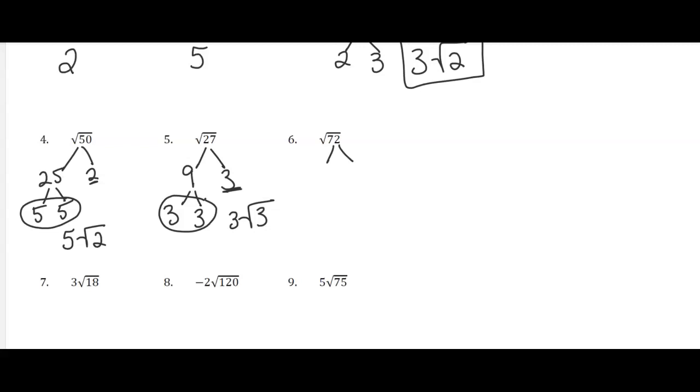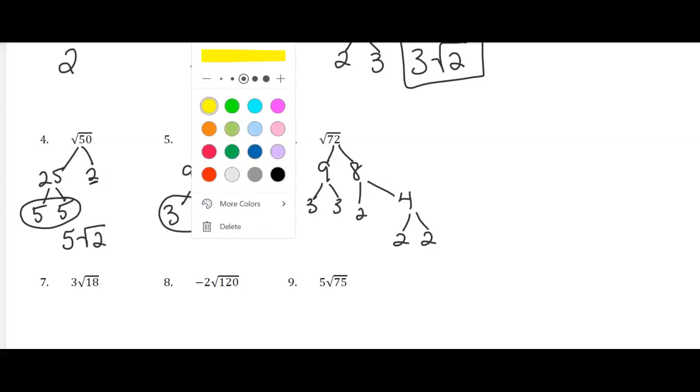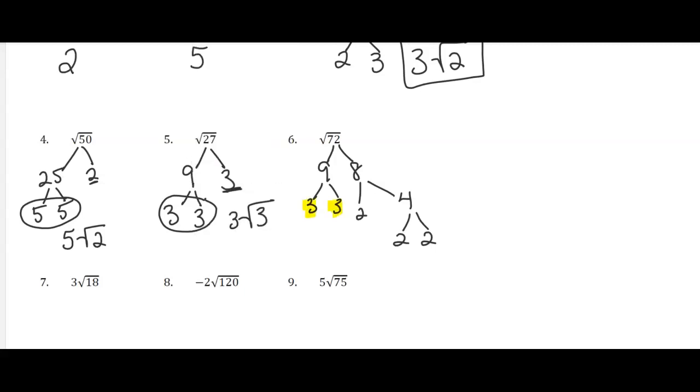72 is bigger, so let's see. We got 9 times 8. 3 times 3, which that tree's done. 2 times 4. 2's done. But then 4 is 2 times 2. So these are all the numbers I have. Let's see. I got a 3, 3, 3, 2, 2, and 2.